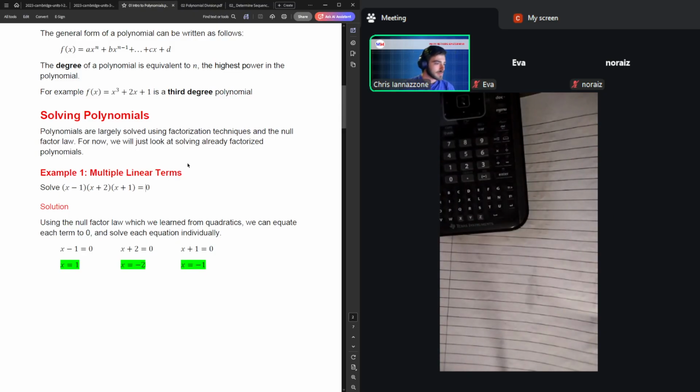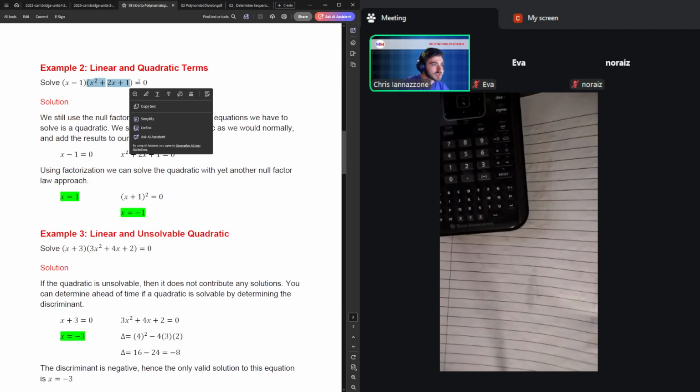But yeah, just a quick recap, null factor law just simply means if you have a product of factors like this that equals 0, any of those factors could be the reason why it equals 0. So you just go term by term, equate everything to 0, and then solve. That's the gist of polynomials. You pretty much get it into a factorized state, and then you solve each of them via null factor law.